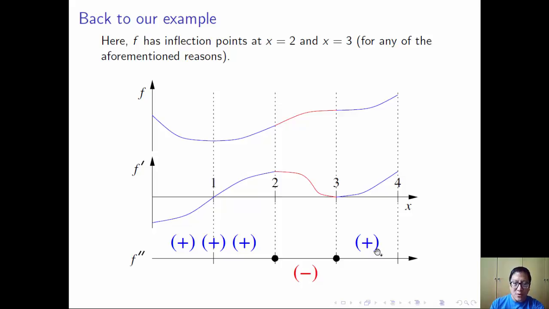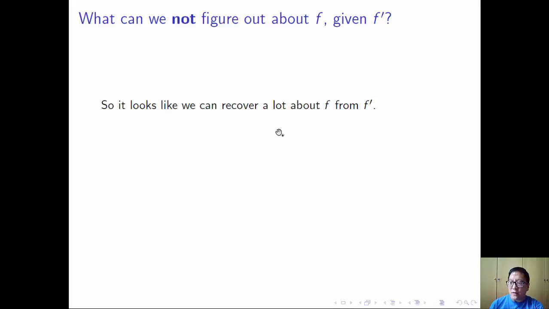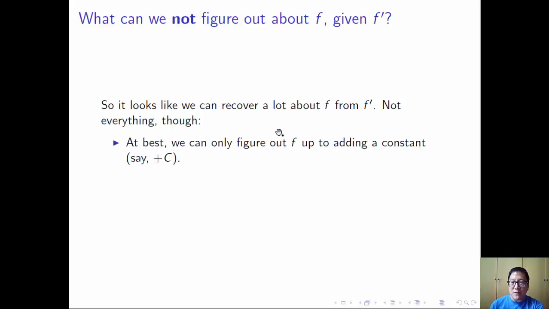Whew. Okay, that's pretty much what we can get out of f prime in terms of the graph of f at this point. The other thing I wanted to talk about is what we cannot figure out about f given f prime. Because it does look like we can recover a lot about f from f prime, but not everything. One problem is that at best, as we'll explain in a minute, we can only figure out f up to adding a constant. That's something you can't really fix, but it's not such a big problem.